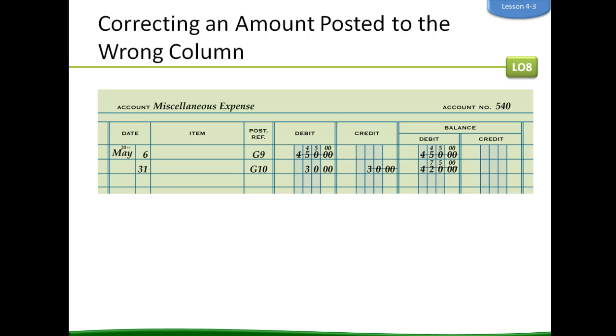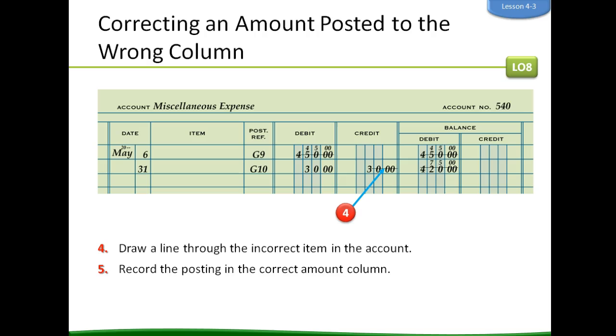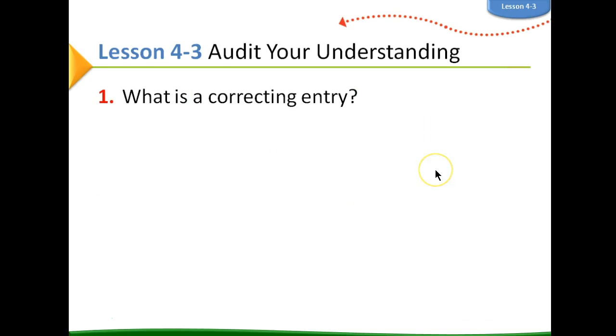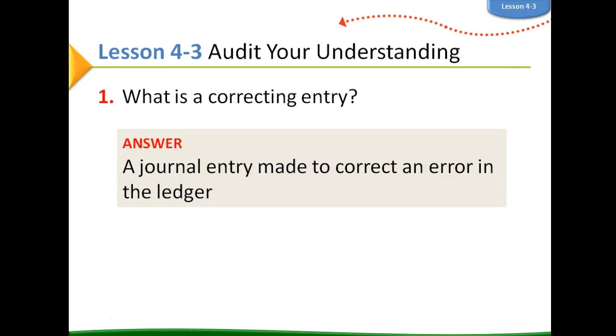If we post the amount in the wrong column, we line through the incorrect item and then put the correction in the right spot and then recalculate that account balance. So now you can see that that balance is $75 as a debit, as opposed to if we had $45 in a debit and then $30 in a credit, we would have had a different balance on our debit side here. So what is a correcting entry?